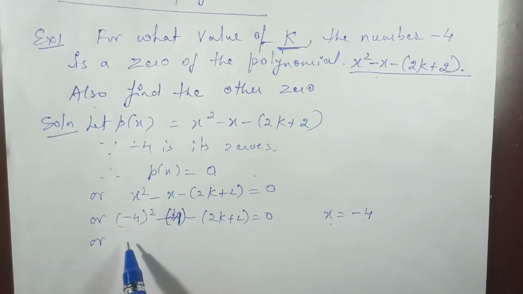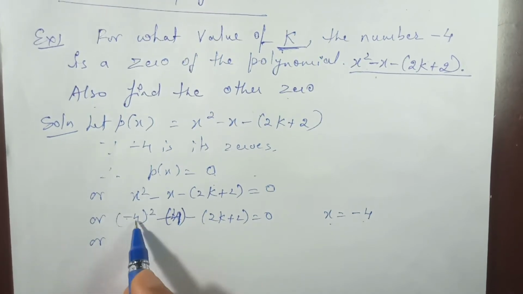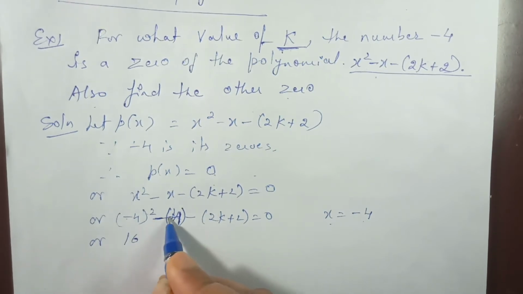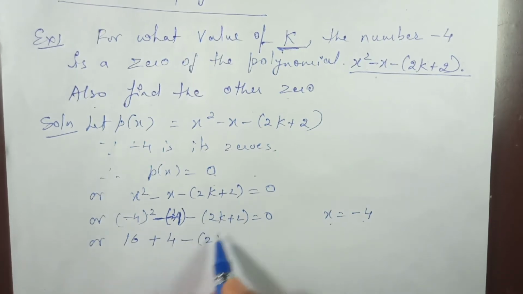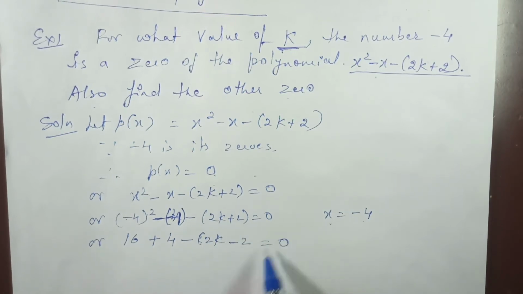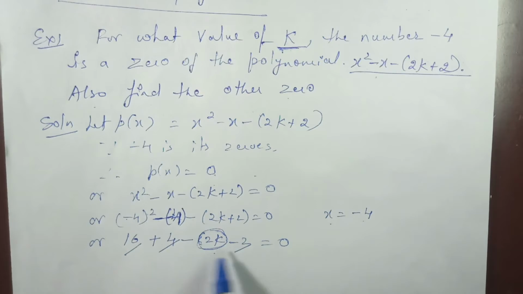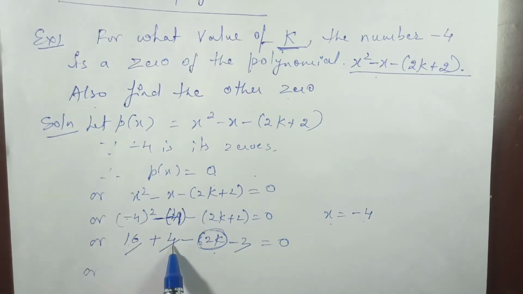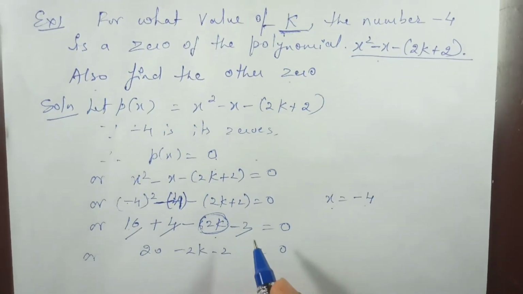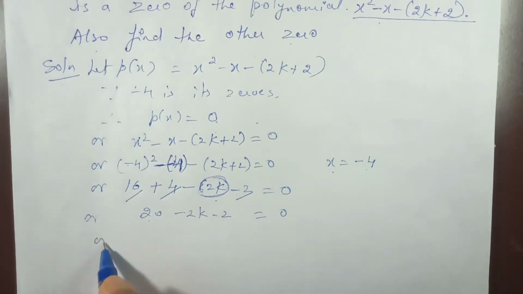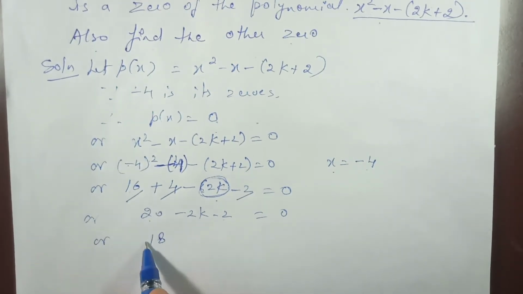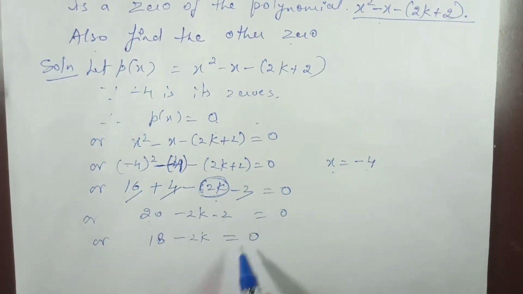Now we're going to do the basic calculation. Negative square will change into positive: 4 4s are 16. Here we have minus and minus, both will change into plus 4. Minus 2k plus 2 equal to 0. Now this is the term in k, and without k these are the terms, so we can calculate these three. 16 plus 4 will give 20. Minus 2k minus 2 equal to 0. Then 20 minus 2 will give 18, and since 20 is positive, it will be positive 18, minus 2k equal to 0.